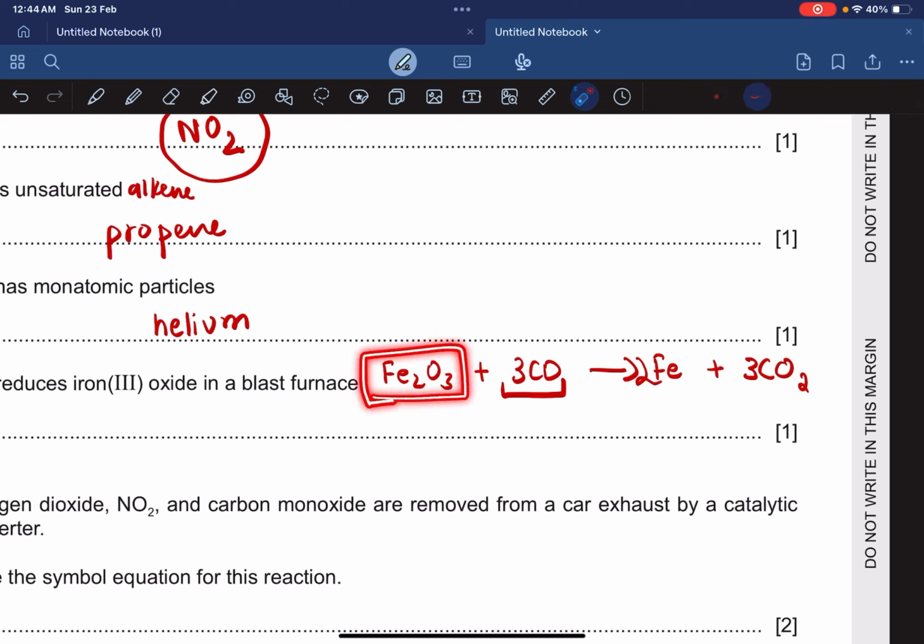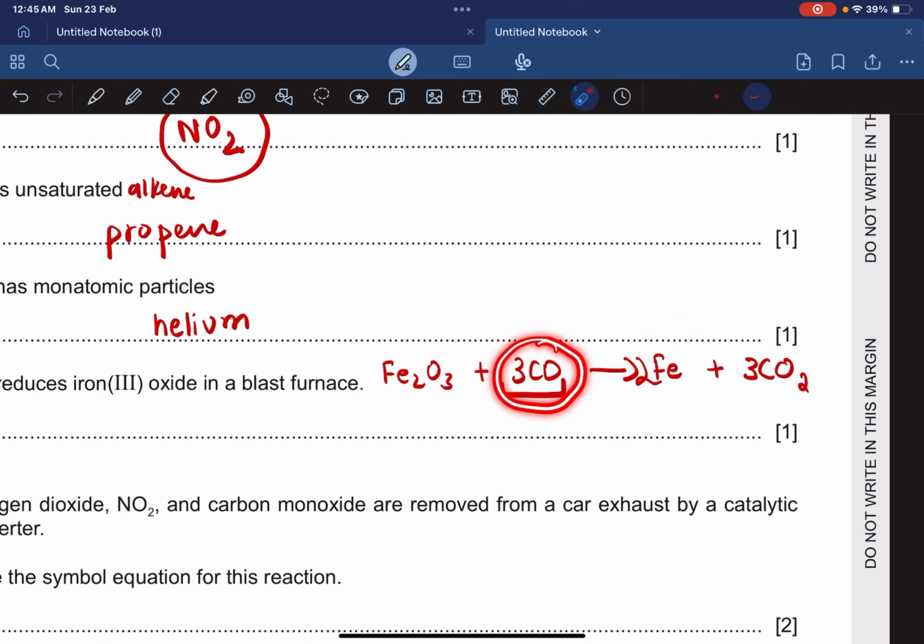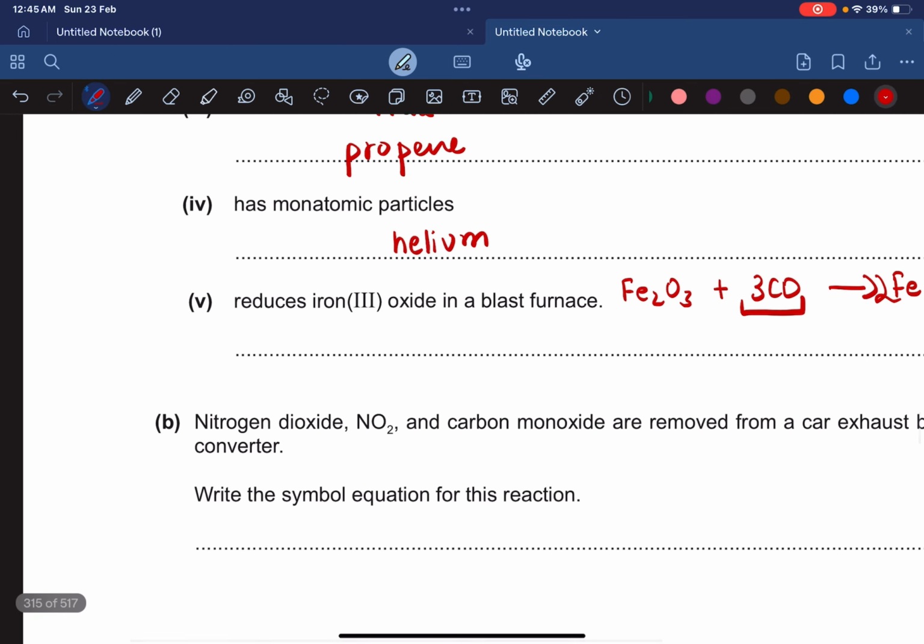Fe2O3 is reduced. Why is it reduced? Because it lost oxygen. Over here, look at this side of the equation, iron has O3, but over here iron lost its O3. That is reduction, because iron oxide has lost its oxygen. So this is going to be the reducing agent because it reduced iron 3 oxide. So the reducing agent in this is carbon monoxide. So you're going to write carbon monoxide. Okay, let's move on.